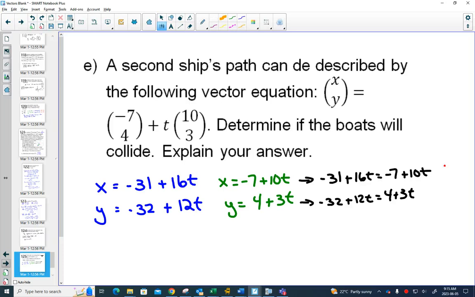Okay, so solving for the first one, I got t is equal to 4. Is that what you got? Drum roll. Solving for the second one, oh no. t is equal to 4. They will collide at 4 hours.